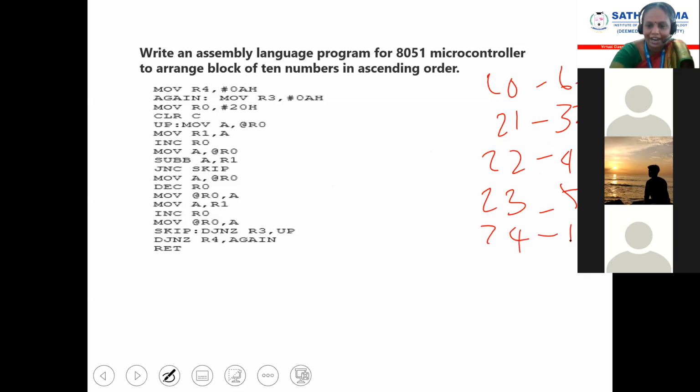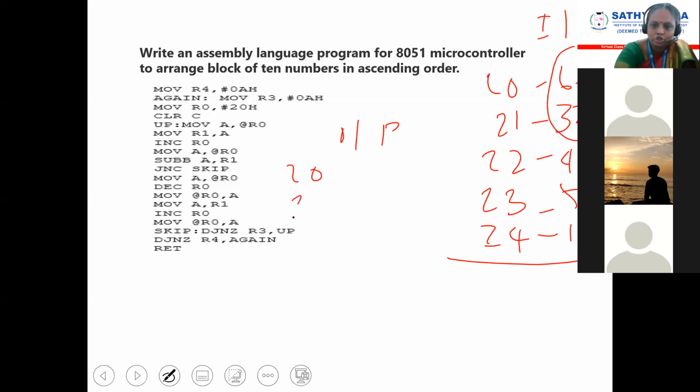I have taken only 5 data. So you understand that this is the input. After executing my program, how will my output become? First, it will compare 66 and 33. So what happened now? 33 and 66. Then it will compare 44 and 55.